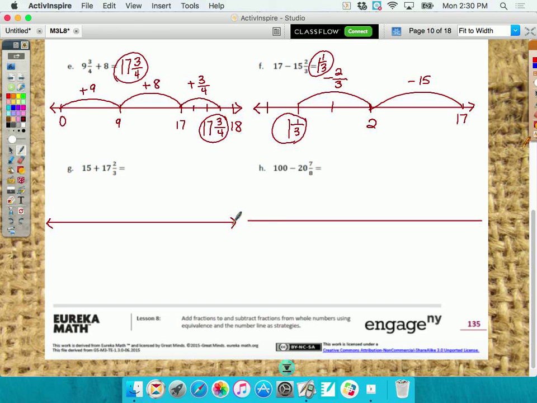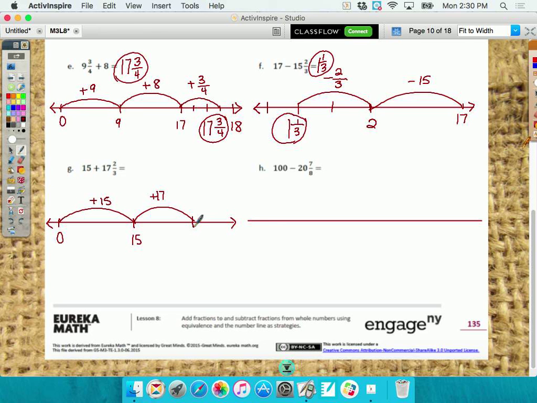So what do I start with on this one, Faith? I'm adding. Good. Start with 0. What am I adding first, Yamale? 15. Now, it doesn't really matter, but I'm going to go ahead and put it in the order of my problem for now, okay? And that takes me to what whole number? 15. Okay. Jules, what am I adding next? 17. Okay, so plus 17.